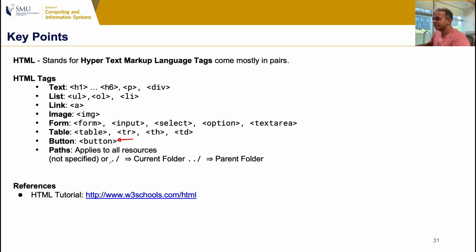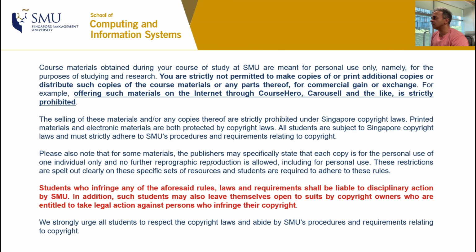Then paths apply to all resources. Dot or nothing at all is the current folder. Dot dot is the parent, and if you don't have either and you start with a slash, that means the root. Wherever the server is running, it starts from there. So that's that. These are the basics of HTML.